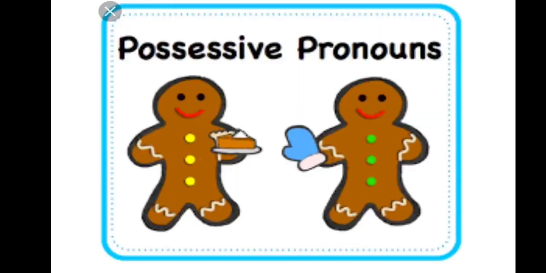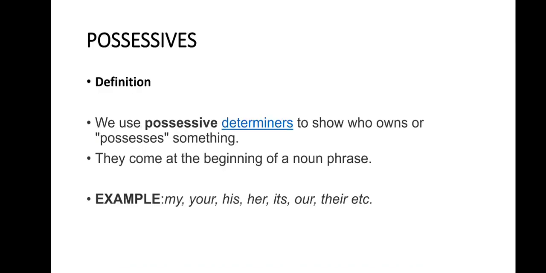Now we come to possessive determiners. Possessive pronouns, we also call them possessive determiners. So let's see the definition. We use possessive determiners to show who owns or possesses something. They come at the beginning of a noun phrase. Example: my, your, his, her, its, our, their, etc.